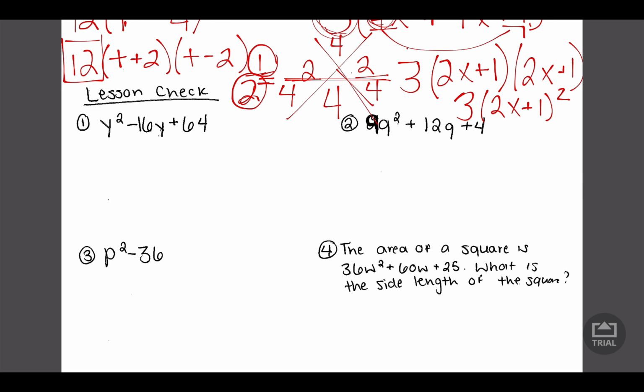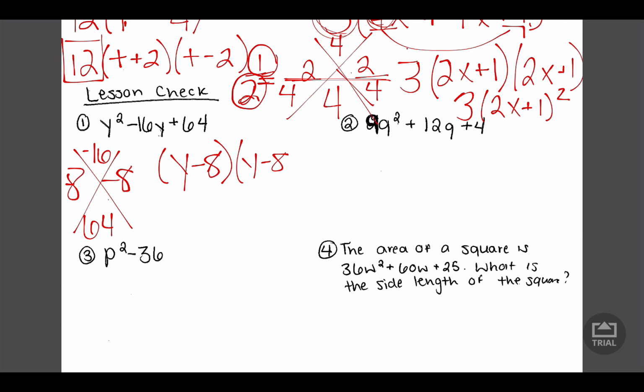So this one, 64 on the bottom, negative 16 on the top. Multiply to get 64. Well, this is a perfect square, so I can do 8 and 8. And for it to get negative 16 when I add, they'll both have to be negative. So this is y minus 8 and y minus 8, which can be written as y minus 8 squared.